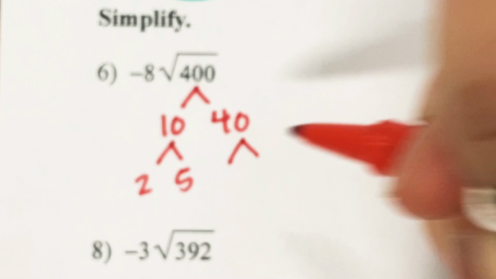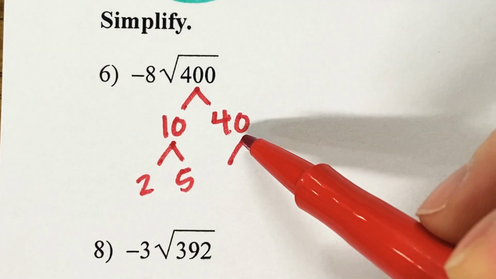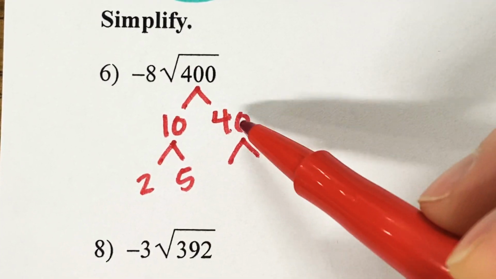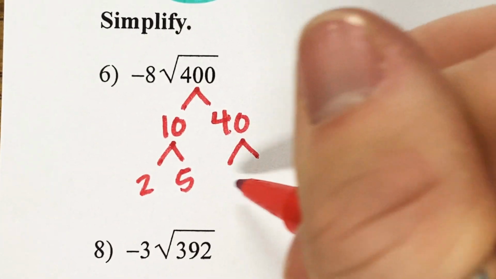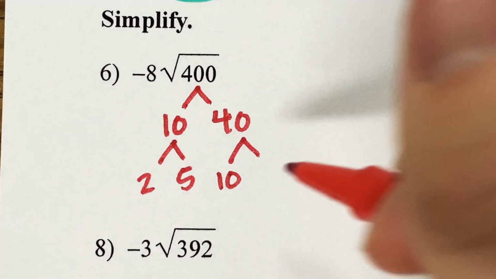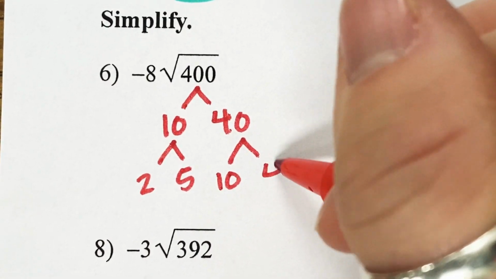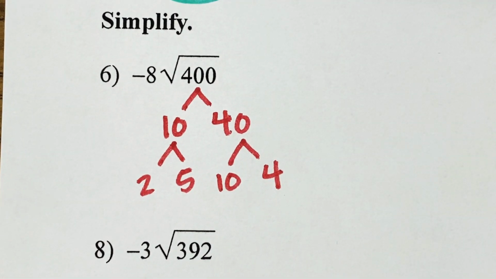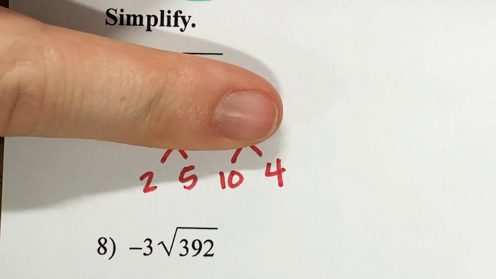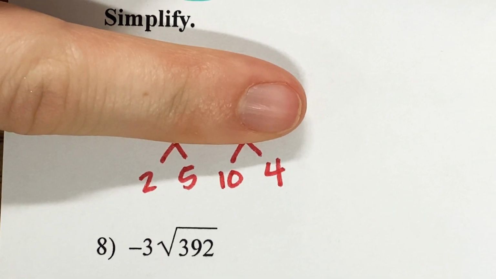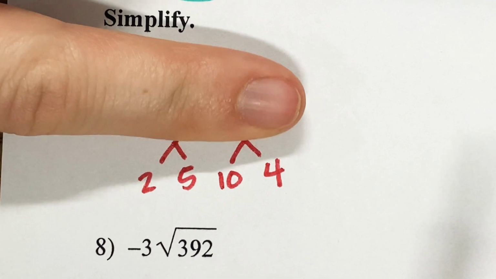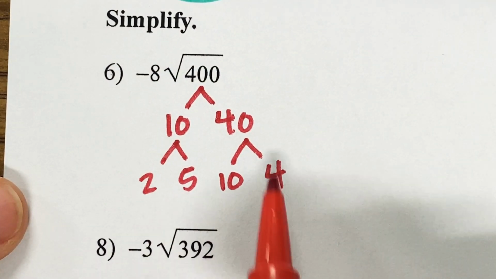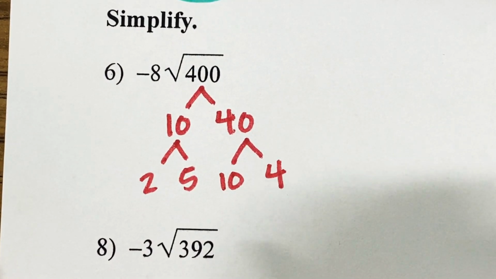40? Again, it ends in a 0, so we can divide it by 10 again if we wanted to. So 10 times what gives me 40? 10 times 4. Careful not to look at that 10 before. We broke it down. So our only numbers we are dealing with are 2, 5, 10, and 4. We don't have any pairs out of these yet, but let's keep breaking it down.